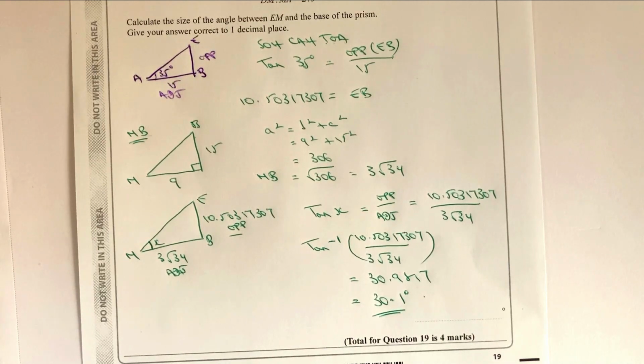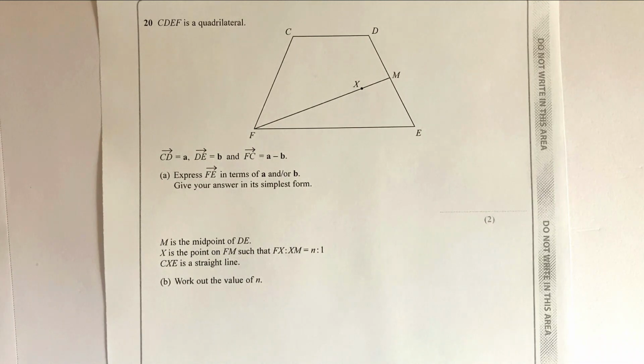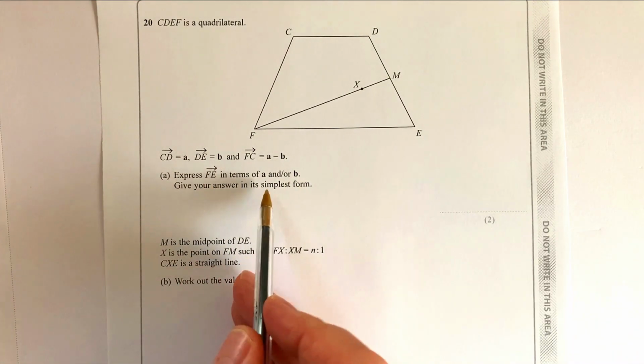Okay, so the very last question in this particular paper is question 20. Okay, so on to question number 20. This is quite a tricky question. It's actually going to spread over to a couple of pages, perhaps on the back of this sheet. So please do stop the video, have a go, but also make a sketch of this little quadrilateral here because it will help. Okay, so express vector FE in terms of A and or B.